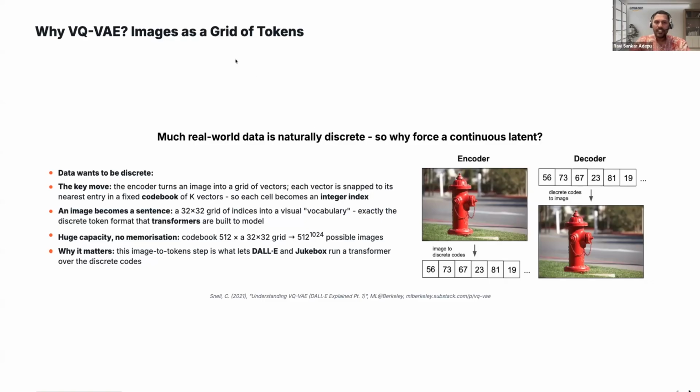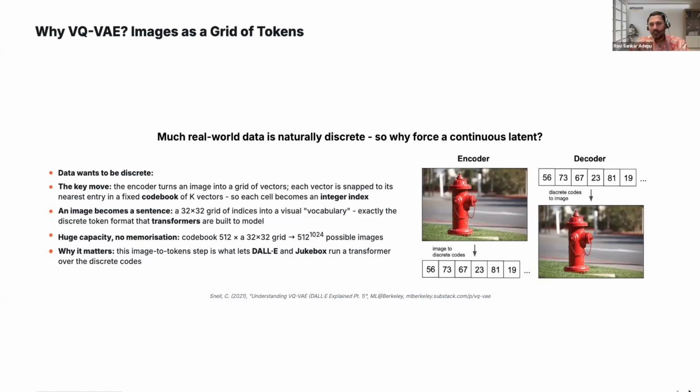Now the main twist becomes: everything so far has used a continuous latent space, right? But if you step back and notice, a lot of the world is actually naturally discrete. If you look at speech, it breaks down into a finite number of phonemes, and images again are a collection of discrete things with discrete attributes, an object of some type, some color or some texture.